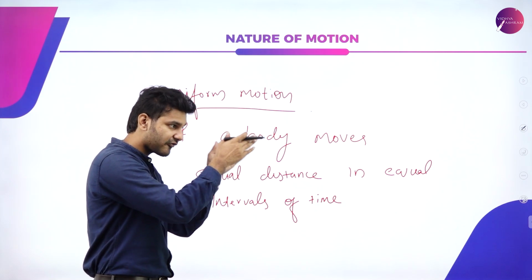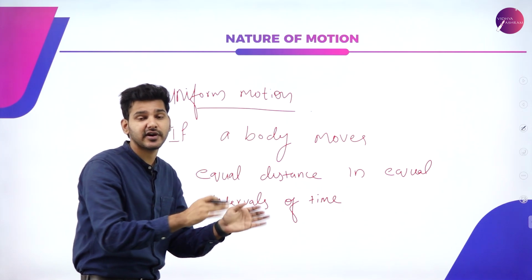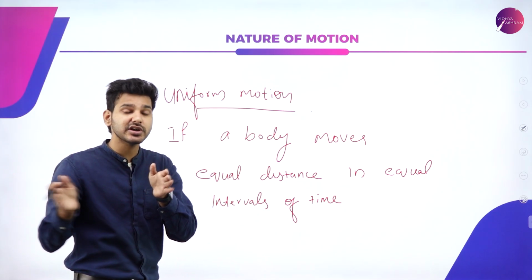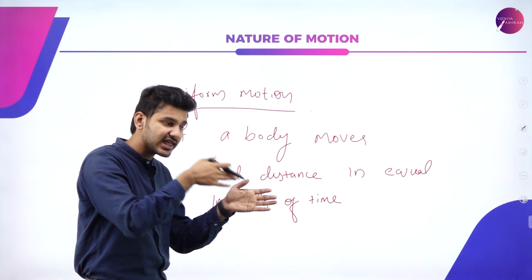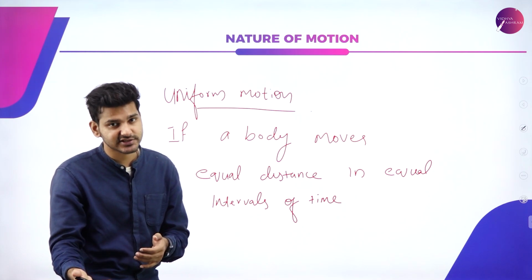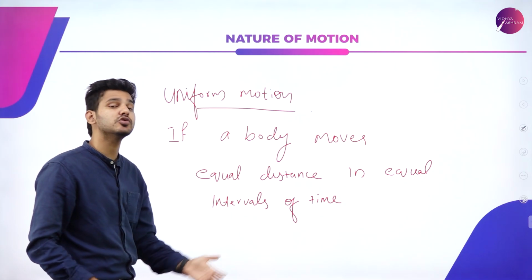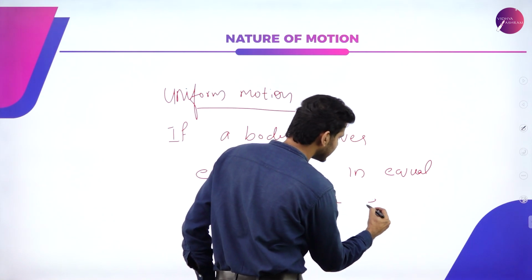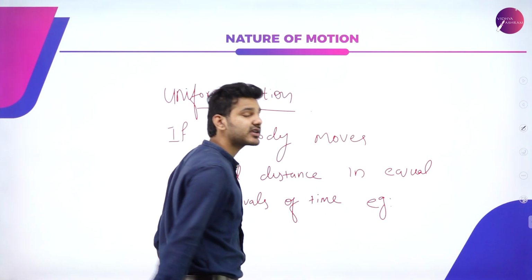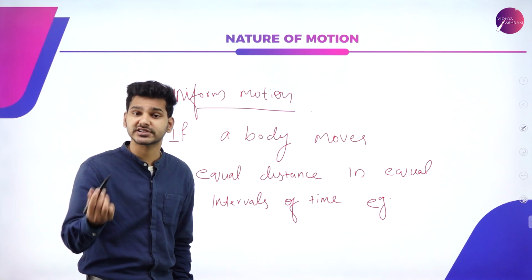If it is covering 50 meters in 1 second, if I measure the 9th and 10th second also, it will be covering the equal distance. So if it is covering equal distances in equal intervals of time, we can say it is a uniform motion. And for example, you can take anything that is moving with a constant velocity or constant speed.